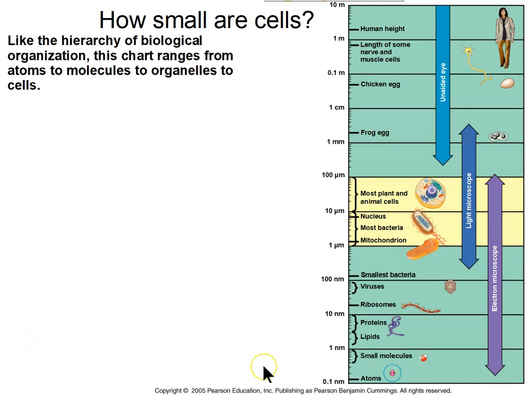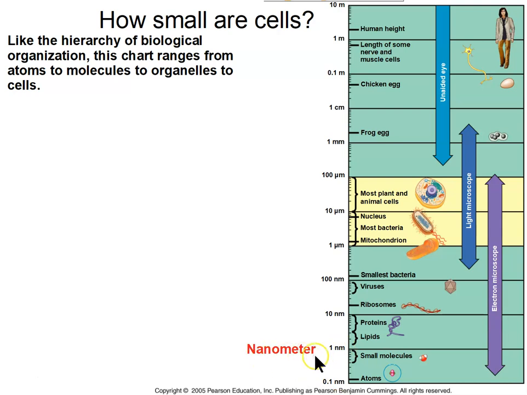So just how small are cells, or what is the size range for cells? You'll notice that this is similar to the hierarchy of biological organization. We start here with atoms and move up to molecules and larger molecules like proteins that come together to form cellular structures like ribosomes and organelles. And then we get to the simplest cells, the smallest bacteria, prokaryotic cells, and then eukaryotic cells, and onward. And you'll notice that the units that are being used to measure these things are changing. And so let's take a look at that first.